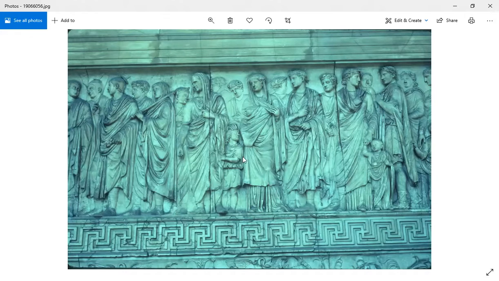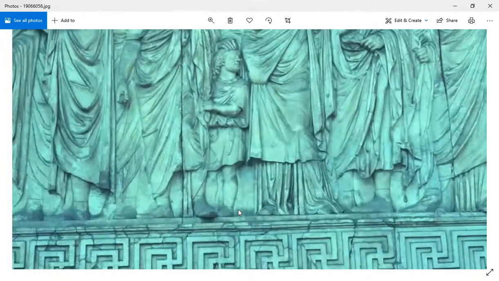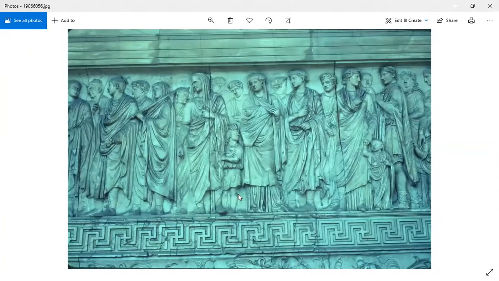Is it an optical illusion, or is Augustus's left foot kind of sticking out? No, it's not an optical illusion. He's putting his best foot forward. Well, this guy's is too.